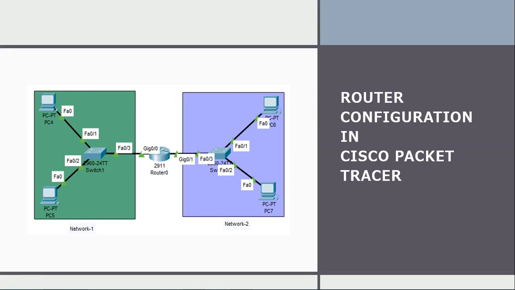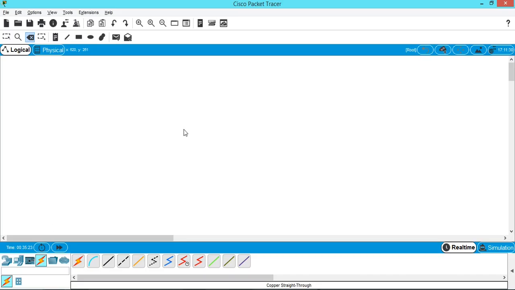Hey everybody, today we will see the router configuration in Cisco Packet Tracer. As you can see in this slide, we have created two networks and connected them using a 29 series router. So let's see how to configure the router in Cisco Packet Tracer. So let's move directly to Cisco Packet Tracer.